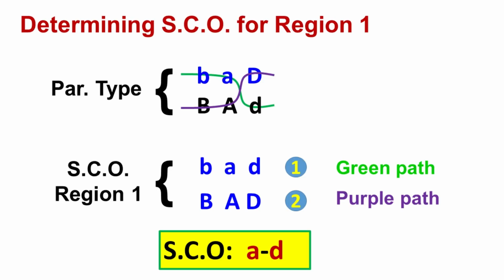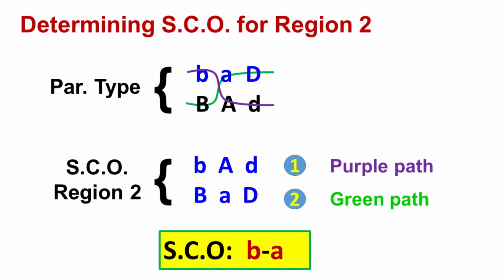By arranging the order of the genes, we identify the single crossover in region 1. By tracing chromosome 1 in the parental chromosomes, shown in green, and chromosome 2, shown in purple, we see that the single crossover in region 1 involves a crossover between genes A and D. For region 2, by tracing chromosome 1 in the parental chromosomes, shown in purple, and chromosome 2, shown in green, the single crossover in region 2 involves a crossover between genes B and A.